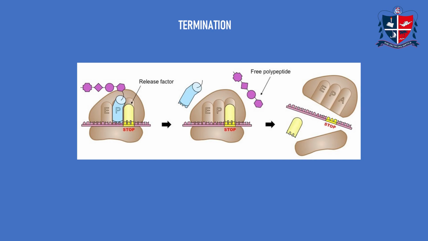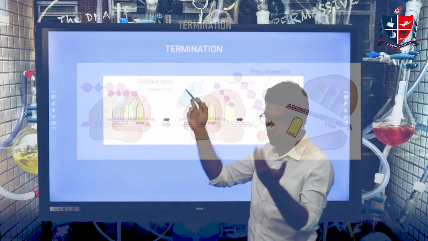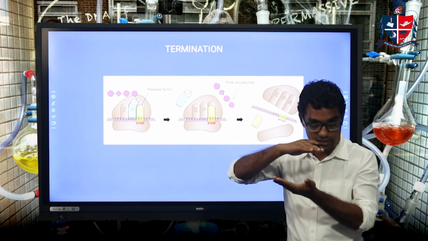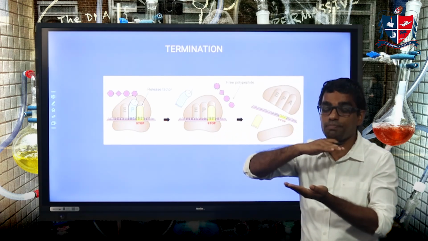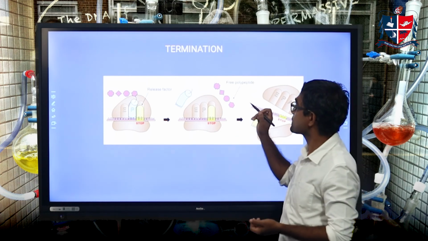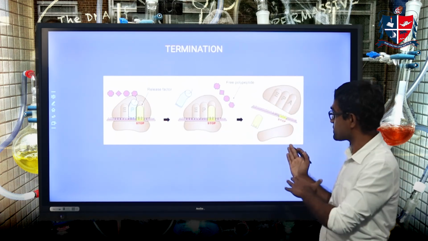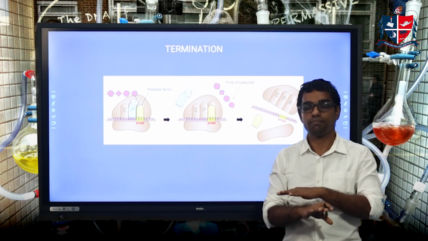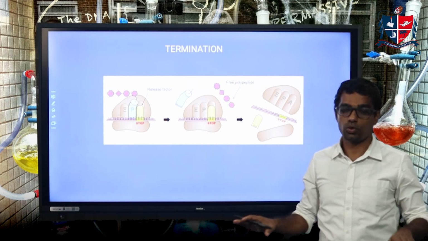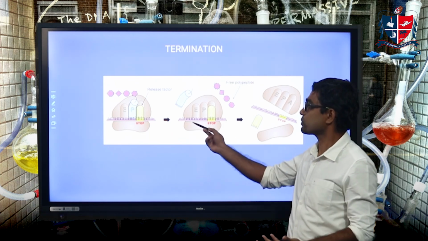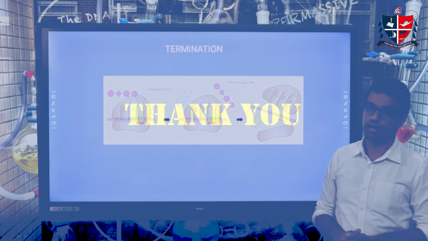So finally, the stop codon comes and the release factor comes. The ribosomal peptide synthesis stops and the peptide is released. The free polypeptide is released and the peptide synthesis is finished. So we get a full-length protein according to the information contained in the mRNA.